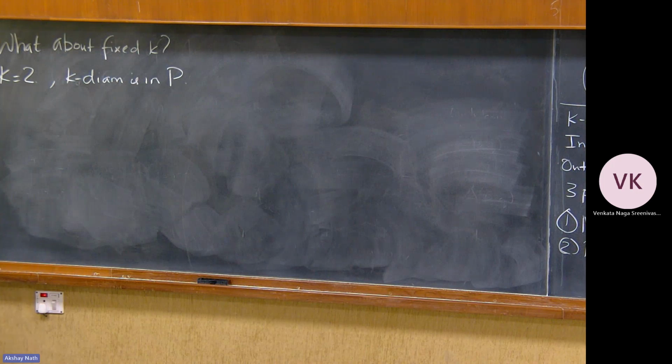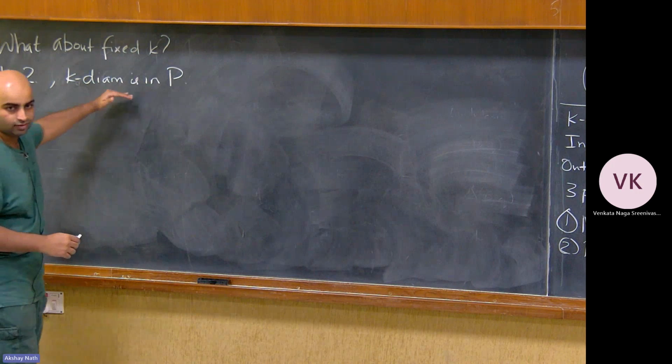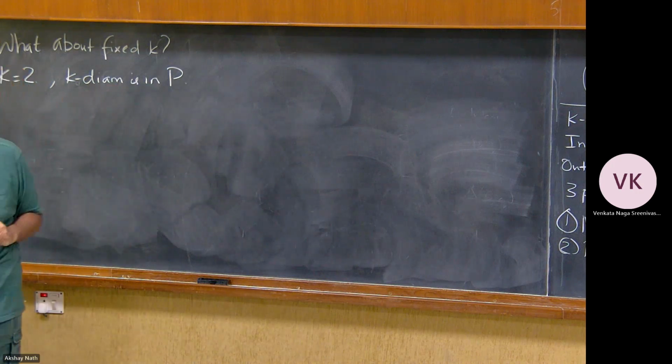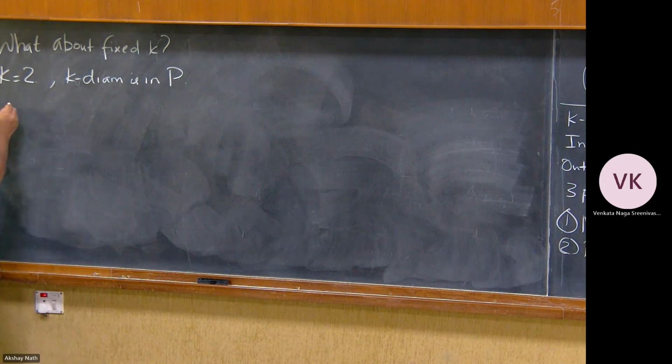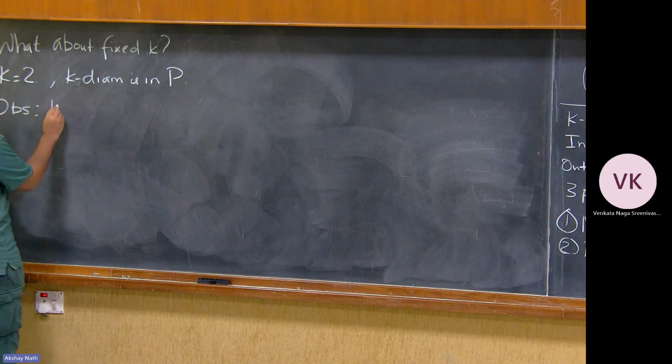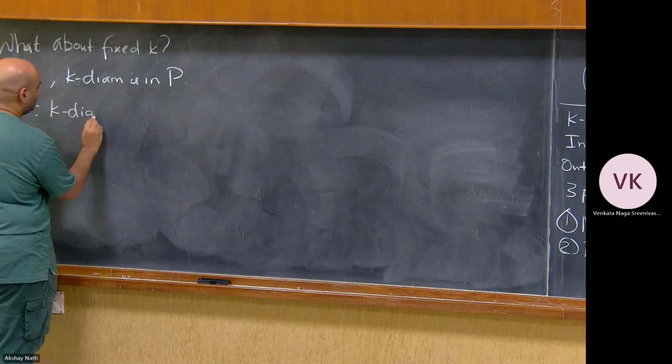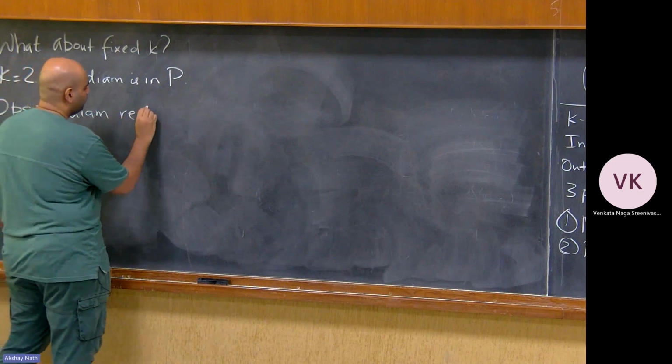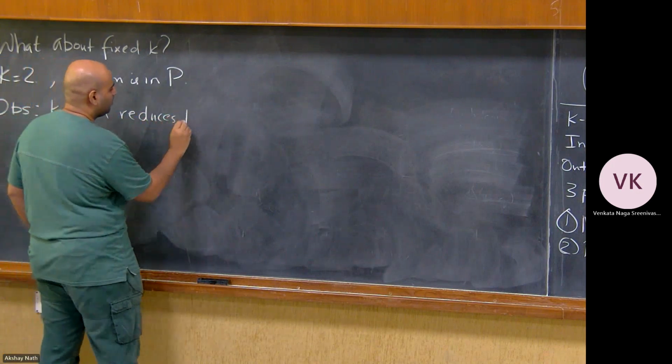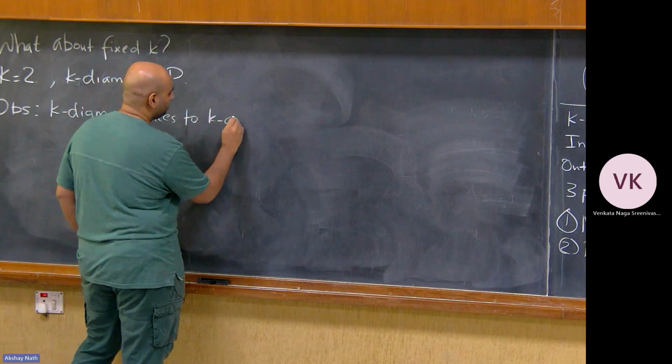Okay, so why is this in P? Do you see it? In fact, this is very instructive because of a general observation: k-diameter reduces to k-coloring graphs.